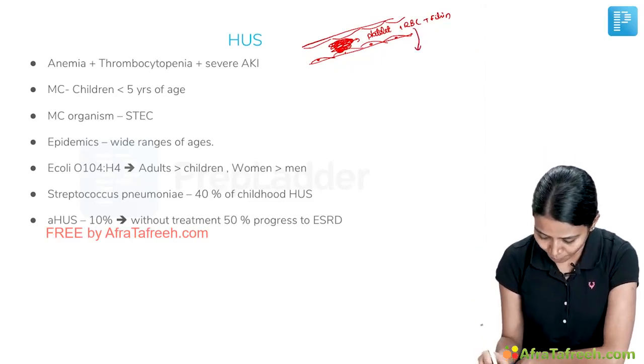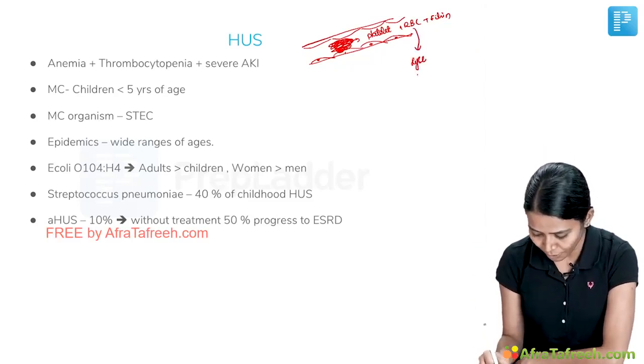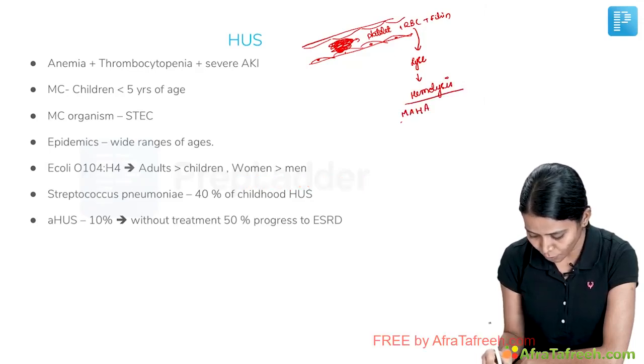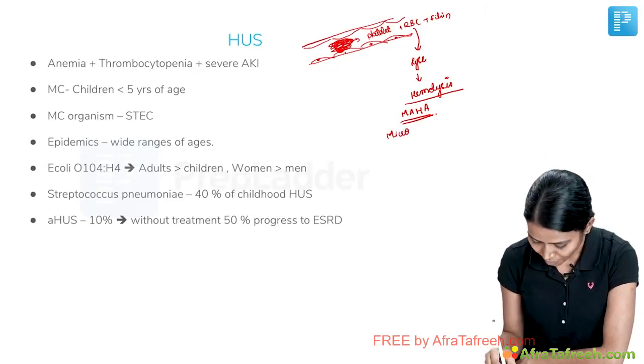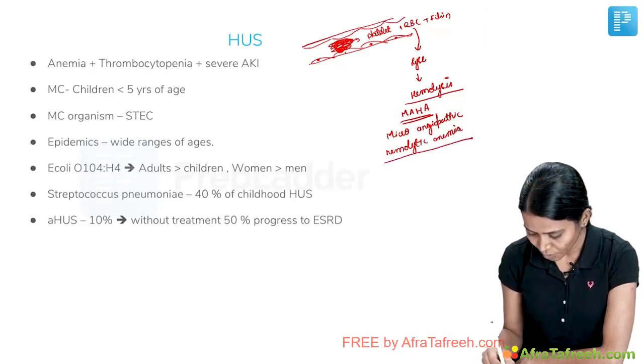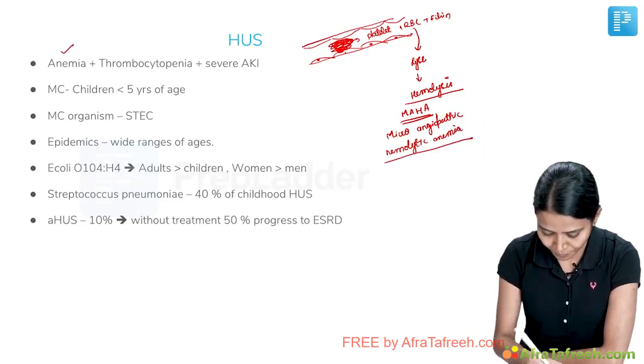So what is going to happen? This RBC is going to lyse, right? So there is going to be hemolysis, what we call microangiopathic hemolytic anemia or MAHA. Okay, microangiopathic hemolytic anemia, right? So there is going to be anemia.